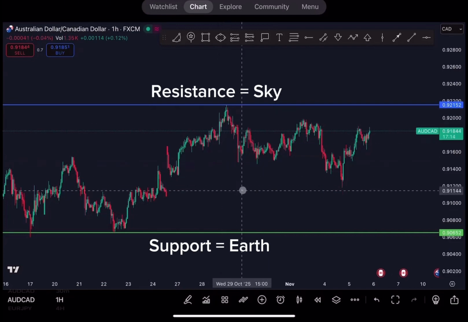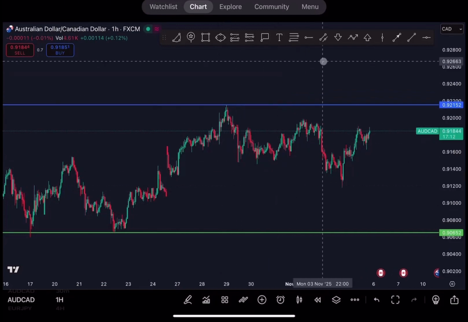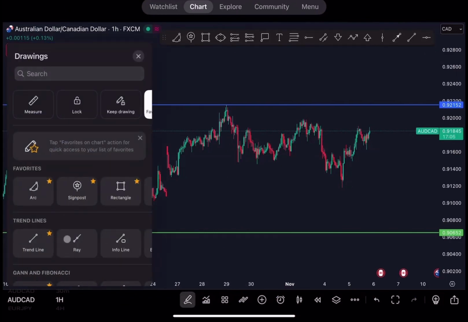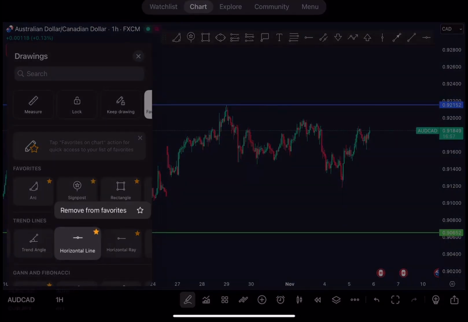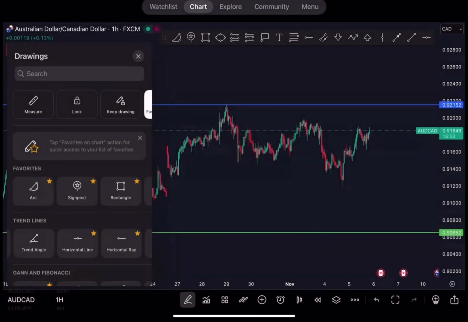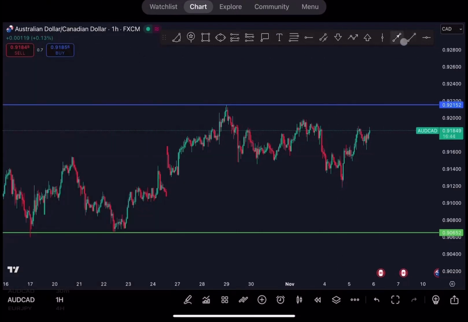The next thing we got to do is identify additional Earths and skies. If you go to your tools on TradingView and you go to trend lines, you will find what is called the horizontal line. This is a very important tool. You can click on it and add it to favorites by putting the star on it, and then it gets added to your favorite tab. This is what we use to identify Earths and skies.